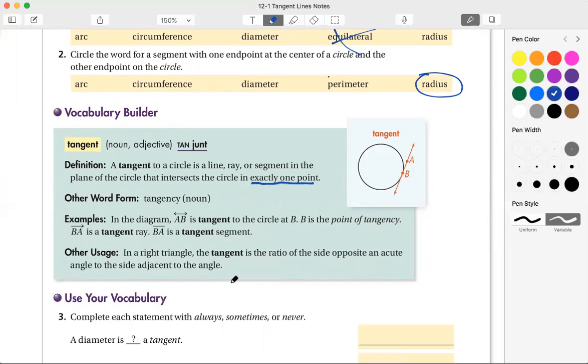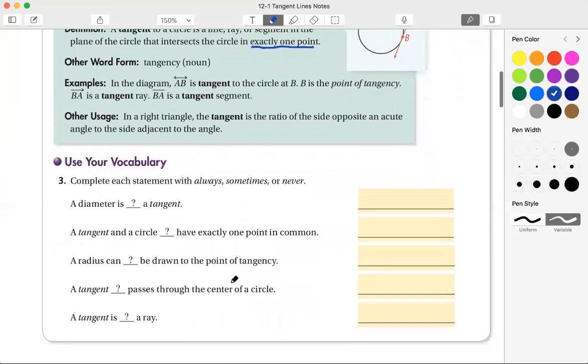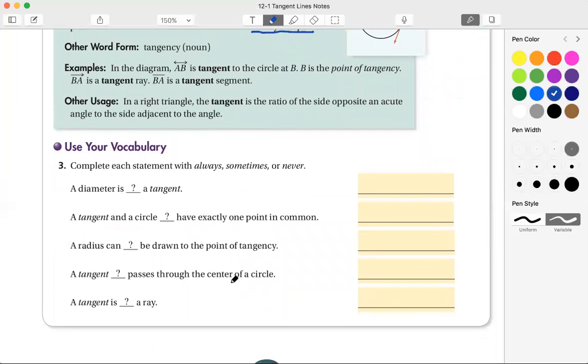So another usage. In a right triangle, the tangent is the ratio of the side opposite an acute angle to the side adjacent to the angle. All right, let's complete each statement with always, sometimes, or never. So a diameter is never a tangent. A tangent and a circle always have exactly one point in common. A radius can always be drawn to the point of tangency. A tangent never passes through the center of a circle. A tangent is sometimes a ray.